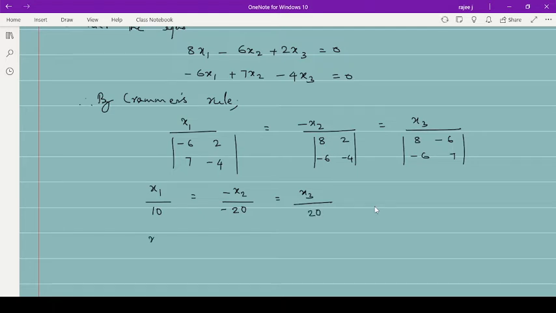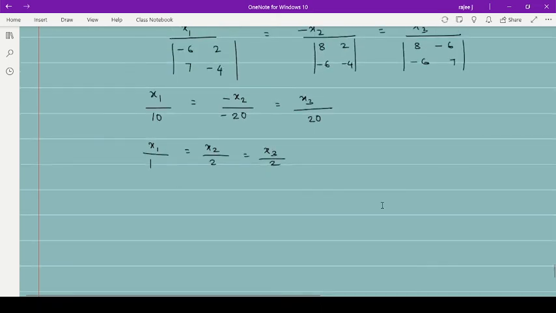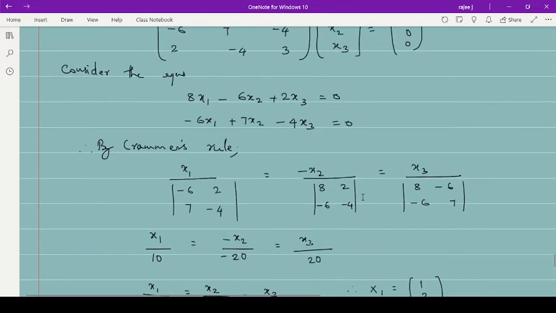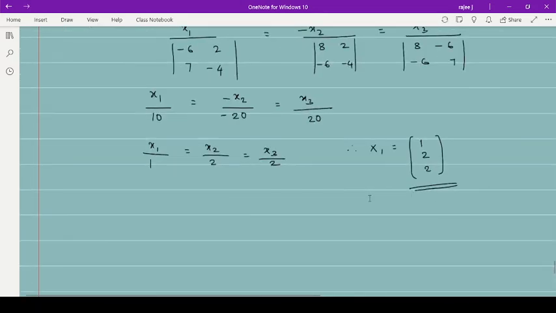Therefore 1, 2, 2. If you divide this throughout by 10, you will get 1, 2, 2. Or you can give 10, 20, 20, but we prefer this one, 1, 2, 2. So this is the first vector. See how simple it is. The previous one we did, we took so much time. Now this is so easy to do.